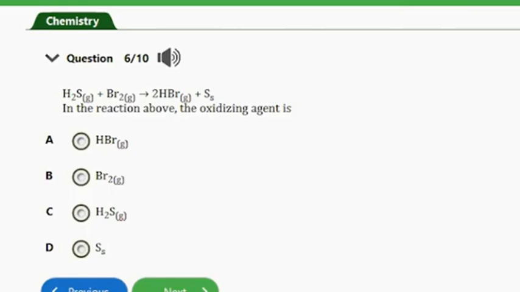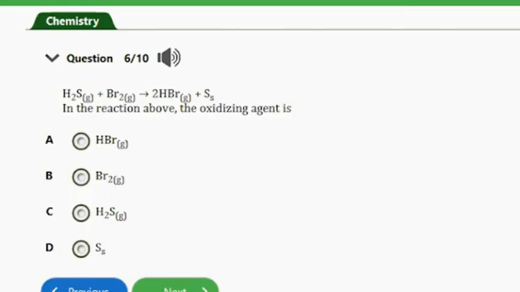hydrogen. So remember that another way to define oxidation is removal of hydrogen, and then reduction is addition of hydrogen. So since hydrogen is being added to this bromine gas here, that's Br2 here, it shows a kind of reduction on that.